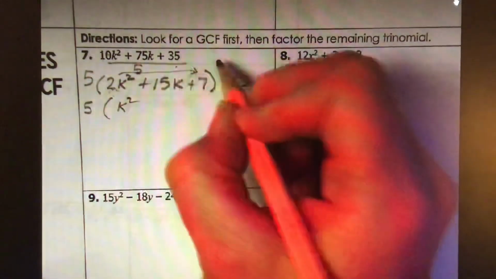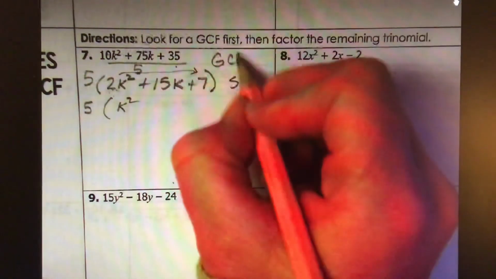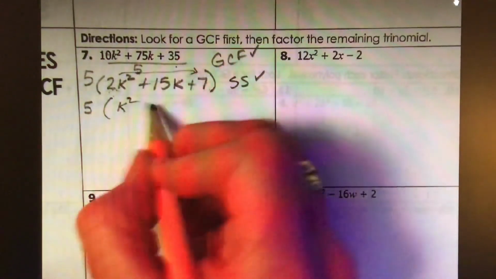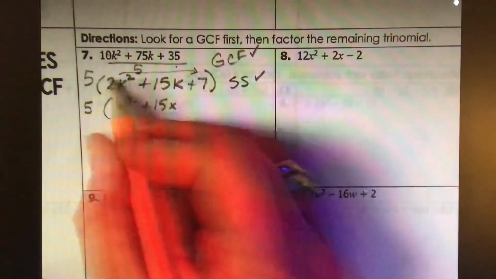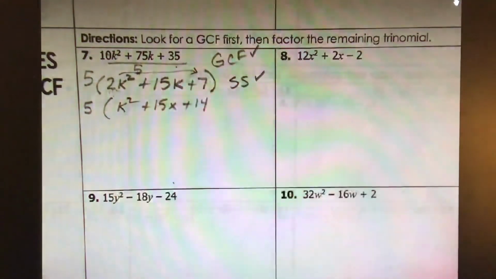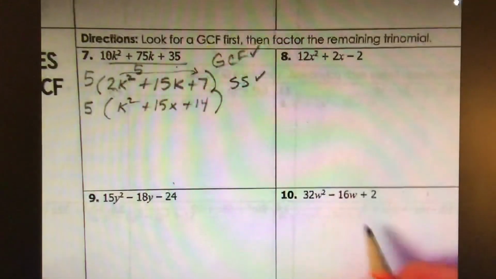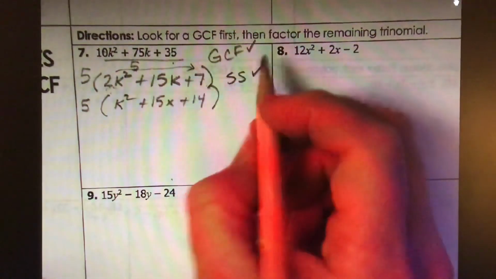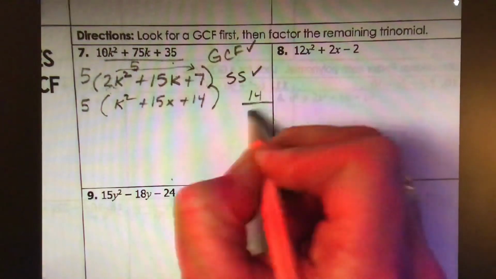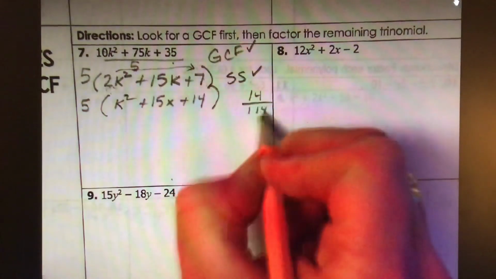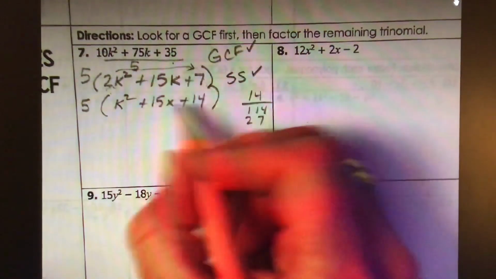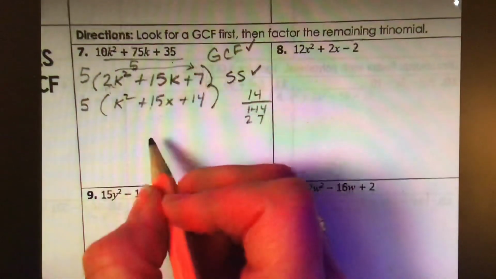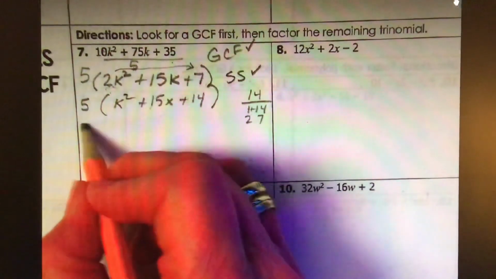So up here again, I did a GCF. If I name my strategy, now I'm going to do the slip and slide. So I'm going to rewrite this. 2 times 7 is 14. Now I'm going to think about my product and sum of 14. Well, I have 1 and 14, and I have 2 and 7. Well, I already know it's going to be this one. They're both positive signs.